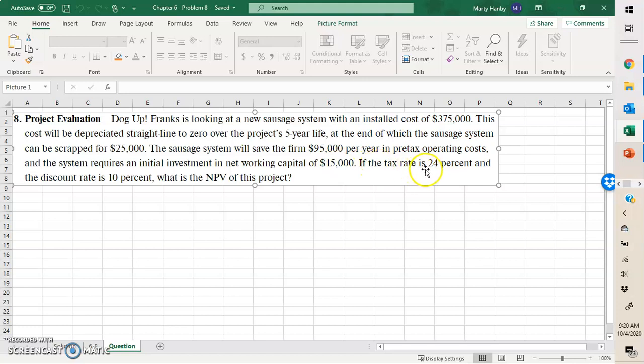A tax rate is 24%, and the discount rate is 10%. What is the NPV of this project?